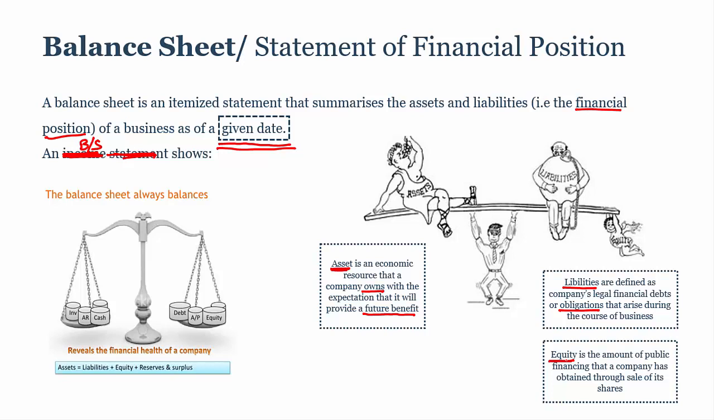Okay, so asset, liabilities, equity, and yes, a balance sheet always balances. Total liabilities will always be equal to total assets. All right, so hence the term balance sheet actually. Okay, so what is the equation? Assets will be equal to your liabilities plus equity plus reserves and surplus. Fair enough. Moving on.